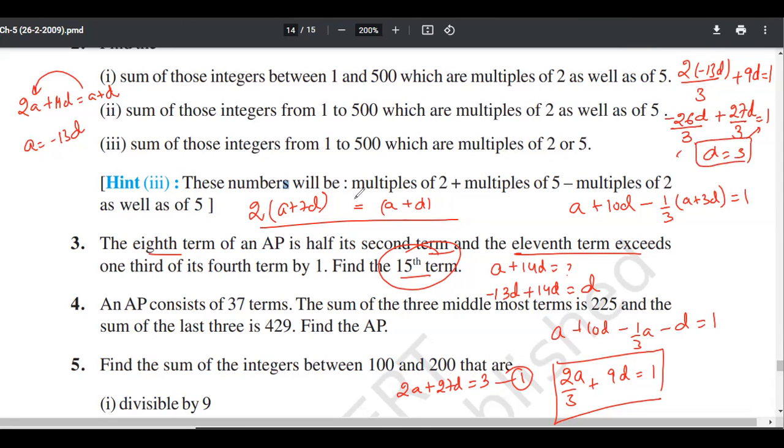So in this case, our 15th term was a plus 14d. a plus 14d हमारी 15th term होती है, so a की वैल्यू है हमारे पास minus of 13d और plus 14d, you only get d, so d is actually 3, and that is your 15th term also. Okay, got it? Correct, समझ आया? Yes sir. So the answer is 3. Yeah, the answer is 3.